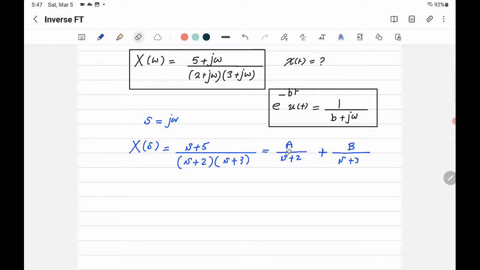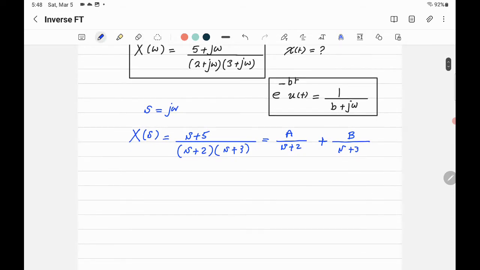Then you might ask, why are we breaking it into two? Because in the end, when you replace s by j omega, you have something divided by j omega plus 2, which is in the same form, so you can find its inverse by using the table. That's why we are doing that.